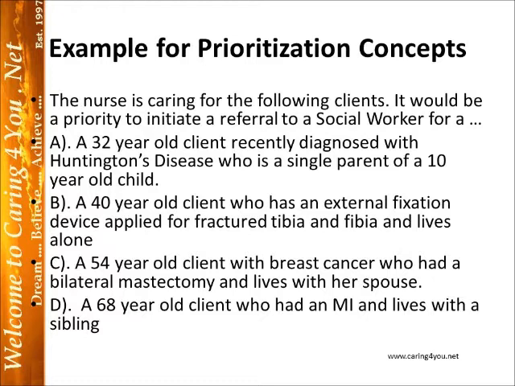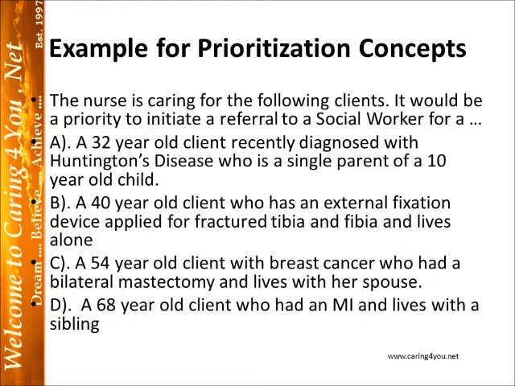But let's look at a 32-year-old client recently diagnosed with Huntington's disease who is a single parent of a 10-year-old child. Now this is the answer because we're here to take care of the single parent, not the 10-year-old child. The single parent is in our scope of practice, not the 10-year-old child. So we're going to have to make a referral to a social worker for the 10-year-old child. That's the social worker's jurisdiction, right? That's within their scope of practice. We're there for the Huntington's disease individual. If he or she can't even take care of themselves, they certainly cannot take care of a 10-year-old child. And a 10-year-old child is not old enough to take care of themselves.